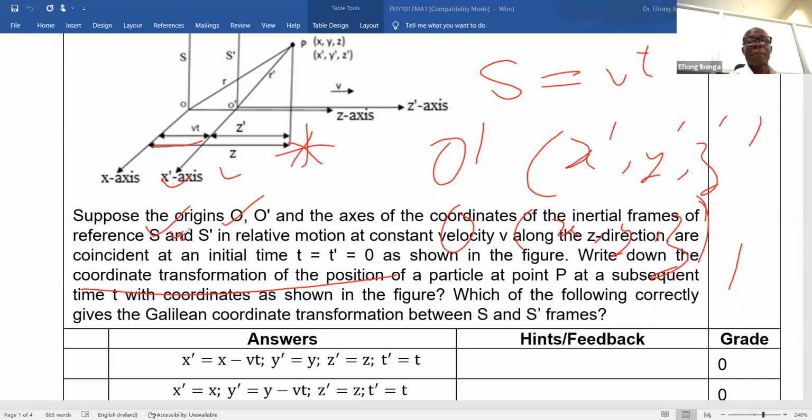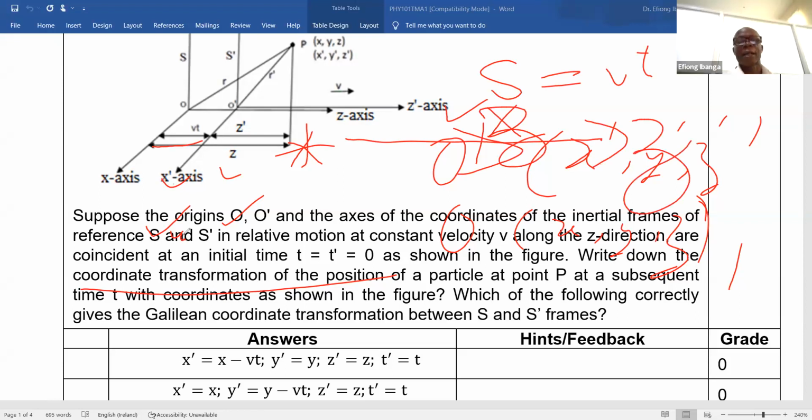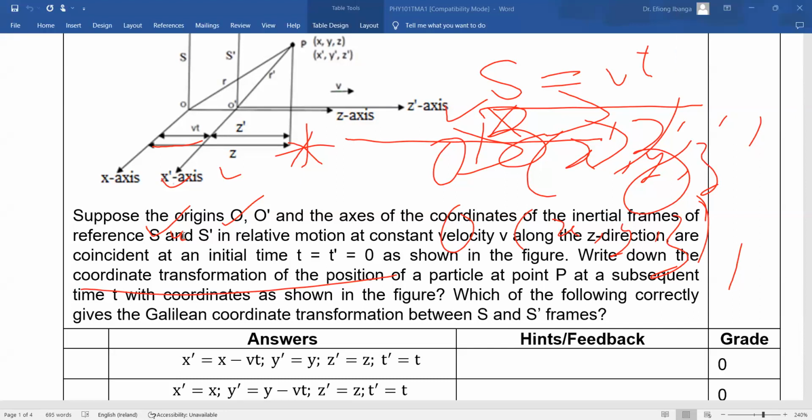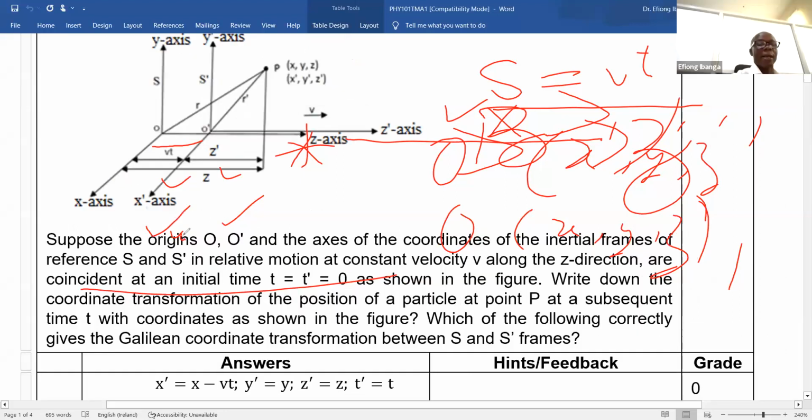Now notice also that my z-axis and z prime axis are collinear. That is, they lie on the same straight line. This is z and this is my z prime. Even though I've drawn it this way, I'm expecting that both of them lie on the same straight line, so they're said to be collinear. Is it clear? I hope I'm not using terms that are too strong for anybody to follow. So they are collinear.